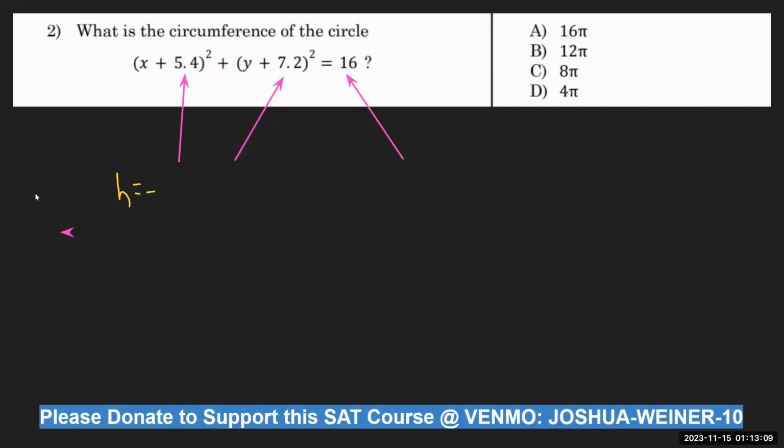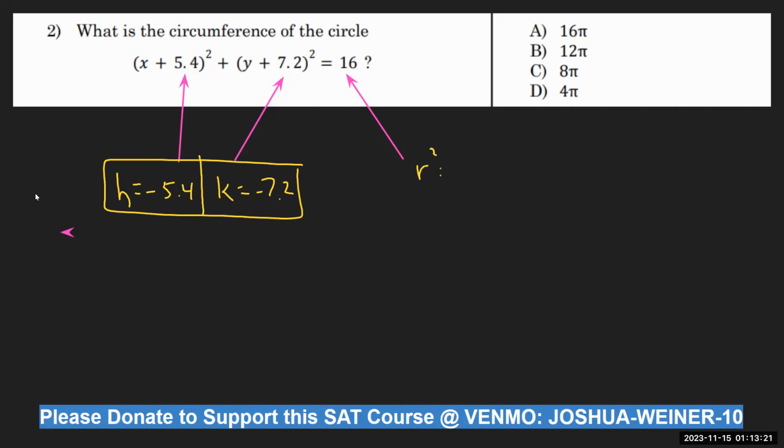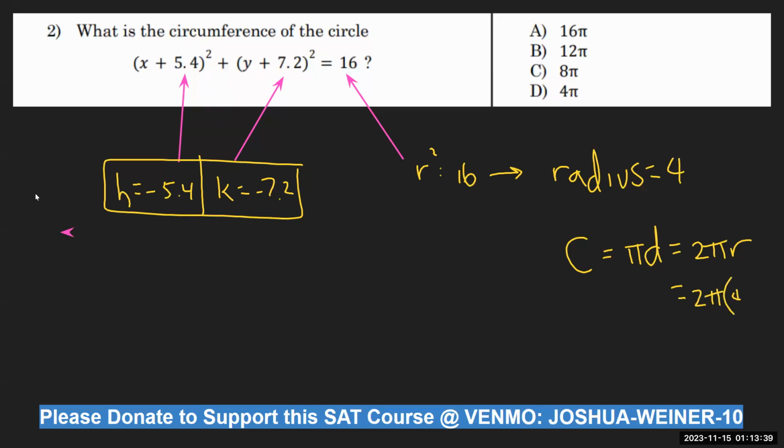H equals negative 5.4 and K is negative 7.2. And that will tell us the location of the center of the circle is in quadrant 3. And then R squared is 16. Therefore, the radius is 4. But the circumference is pi times the diameter, or 2 pi radius. So 2 pi times 4 is 8 pi. And the correct answer, based on this radius, was choice C. C, 8 pi, was correct for question 2.